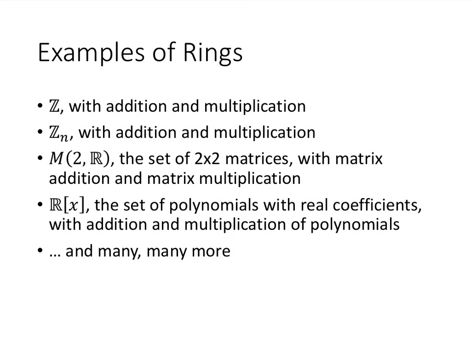Another good example of a ring is a set of polynomials. So this R[x] here, that's notation for the set of all polynomials with real coefficients. And again, we can add and multiply polynomials. And as I've said before, there's lots and lots of examples of these. These are just a few. Again, we're just trying to get an overview here, trying to scratch the surface of these different kinds of algebraic structures.